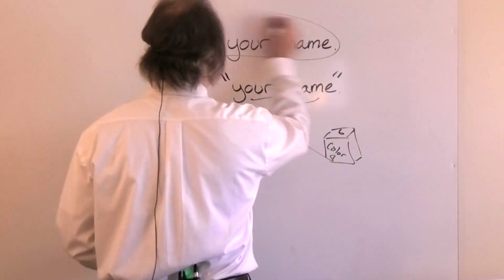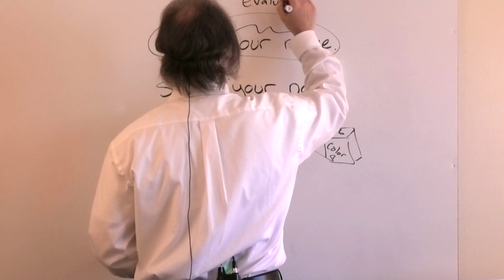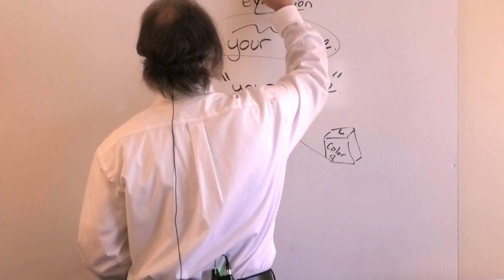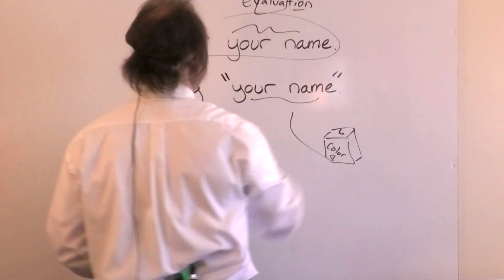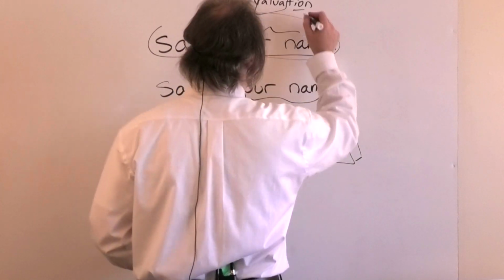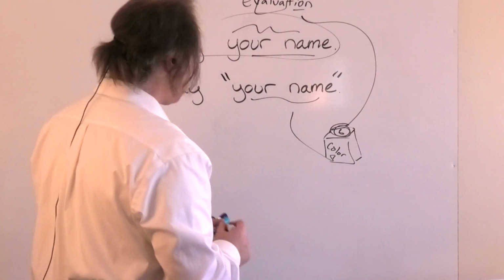On the first one here, we're going to do something called evaluation. And that has the word value in it, which means we're going to go get the value. We're going to say, okay, your name, that's the color. We're going to go get that value in that box, 6. So we're going to evaluate.